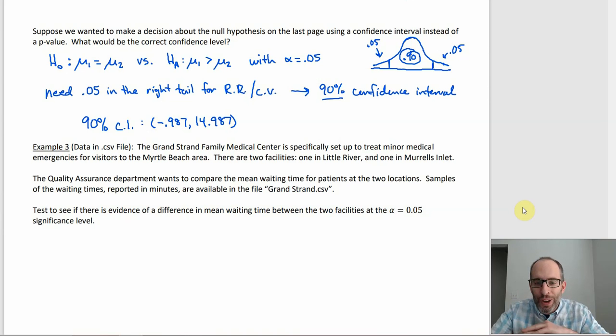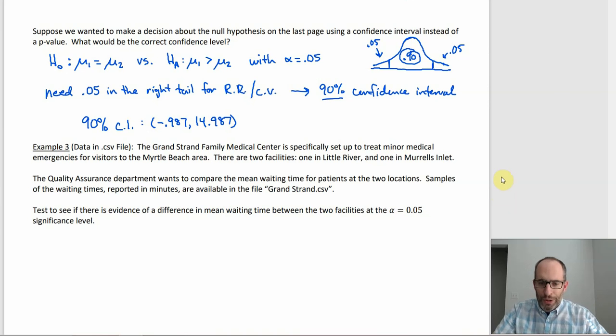So the Grand Strand Family Medical Center is specifically set up to treat minor medical emergencies for visitors to the Myrtle Beach area. There are two facilities, one in Little River, one in Murrells Inlet, and the Quality Assurance Department wants to compare mean waiting times for patients at the two locations. All right, sounds like a difference in means with independent samples.